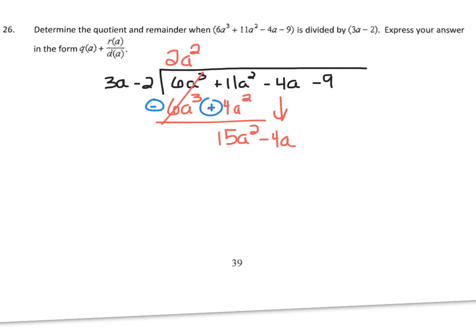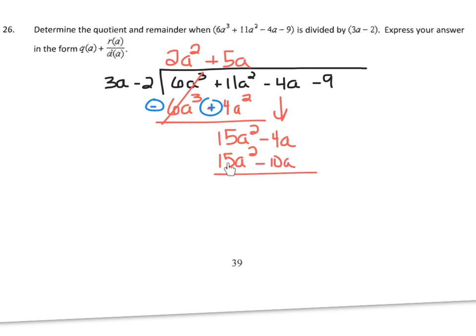Okay, now start the process again. What do we multiply 3a by to give us 15a squared? Well, we multiply it by 5a. So I'm going to put a positive 5a up here. And then I'm going to take my 5a and distribute it to both terms. So 5a times 3a is 15a squared. And then 5a times negative 2 is negative 10a.